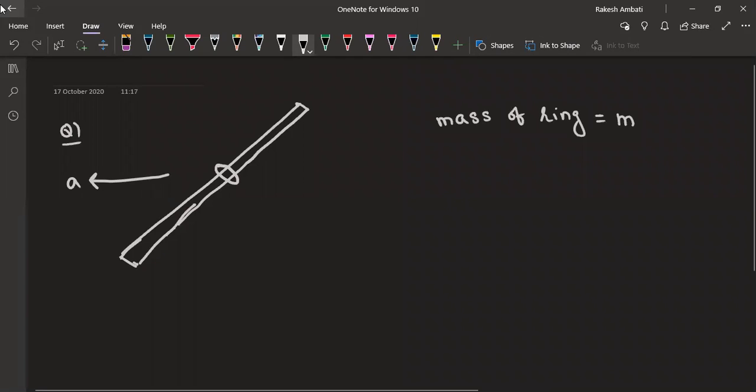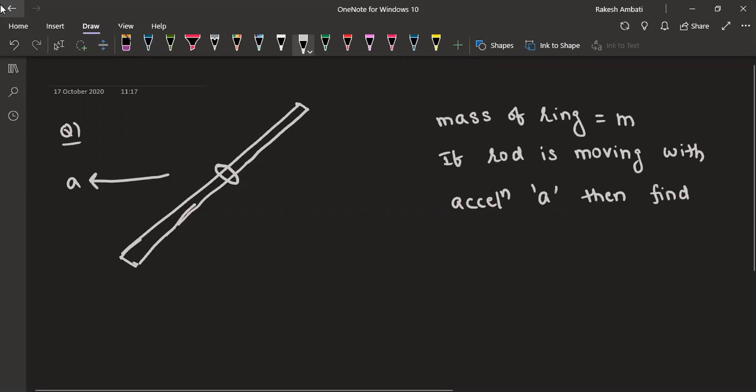Note the question: if the rod is moving with acceleration A, then find the acceleration of the ring with respect to the rod.